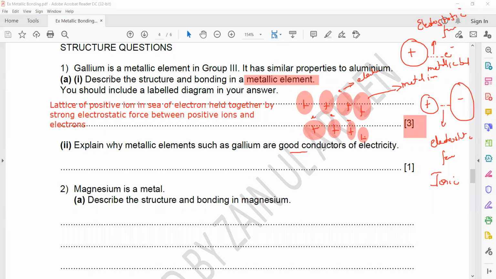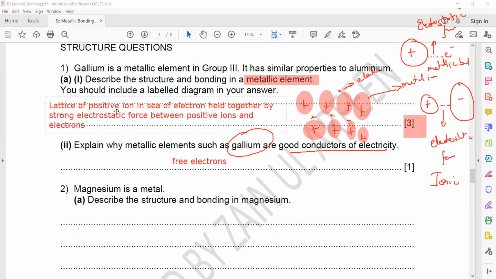Explain why metals such as gallium are good conductors. What is the reason why metals are good conductors? Because they have free electrons, or you can say delocalized electrons, or mobile electrons. Then magnesium is a metal. Describe the structure and bonding of magnesium. It will be the same answer here.